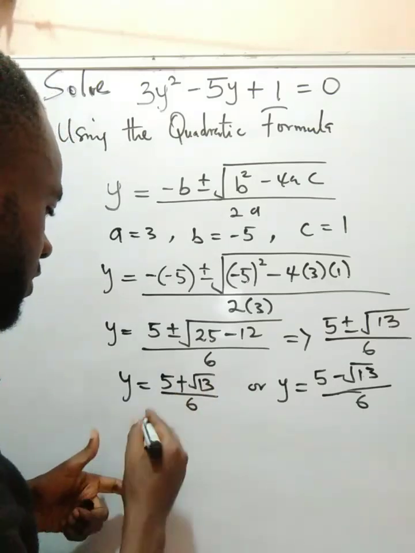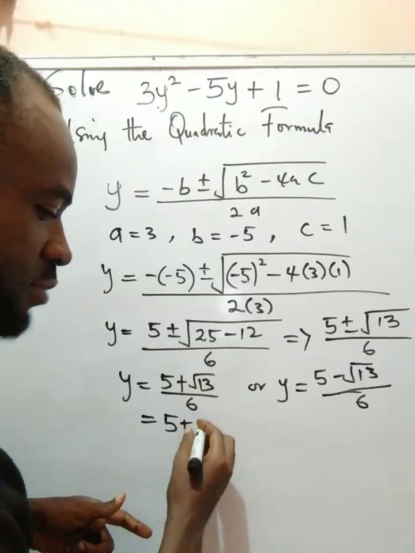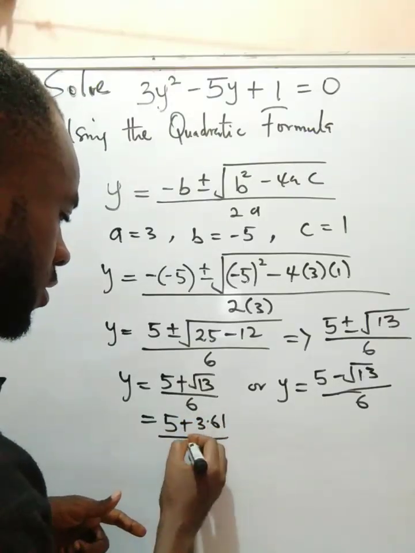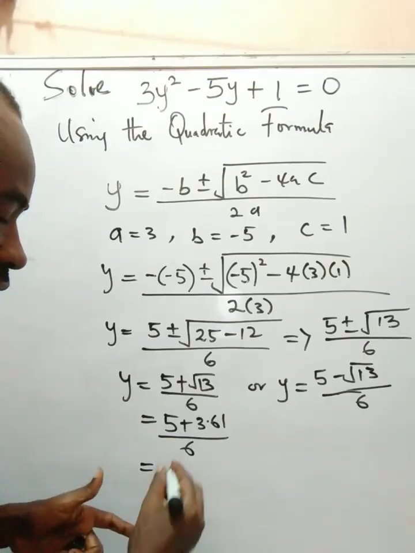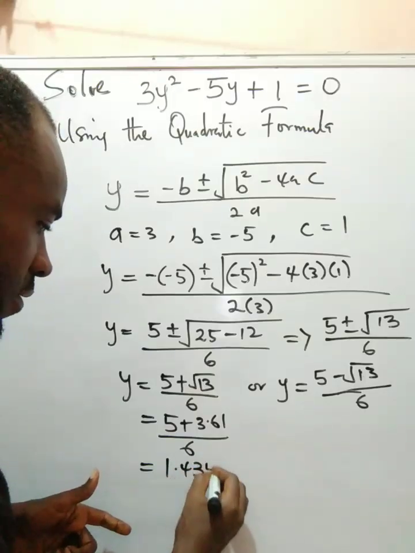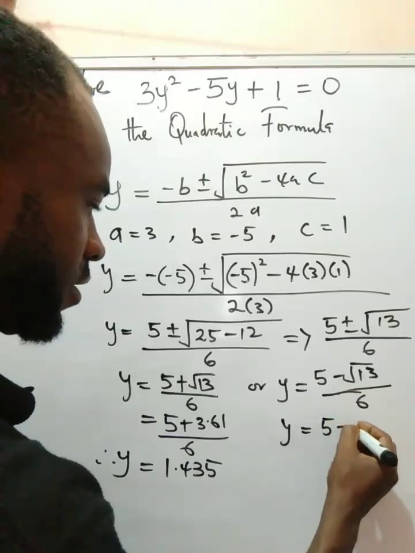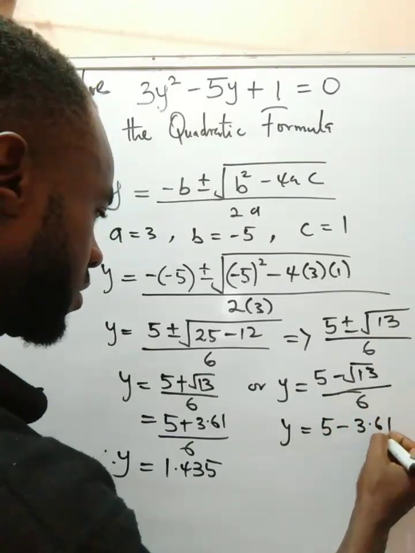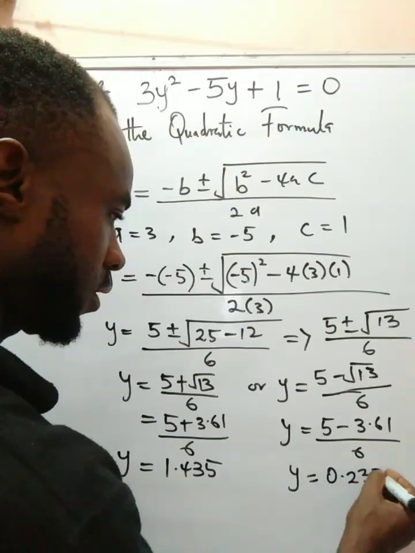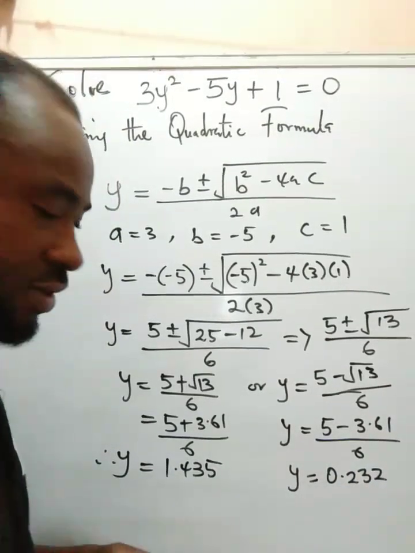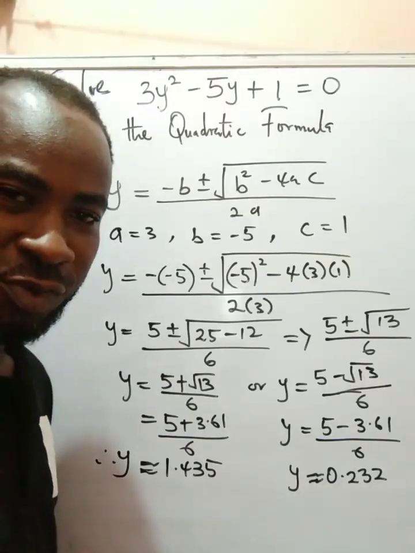Now, when you use your calculator, I know that the square root of 13 is approximately 3.61. So when we divide, we are going to have our answer as 1.435. When we divide, that's our y. Then here we do the same thing, 5 minus square root of 13, which is 3.61, all over 6, and when we do our division, we are going to have 0.232 approximately. So these are approximate values. So this is our solution to this quadratic equation.